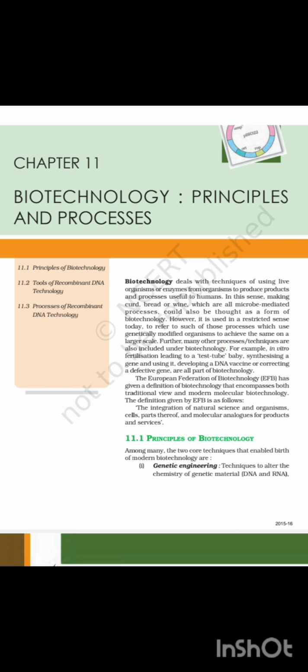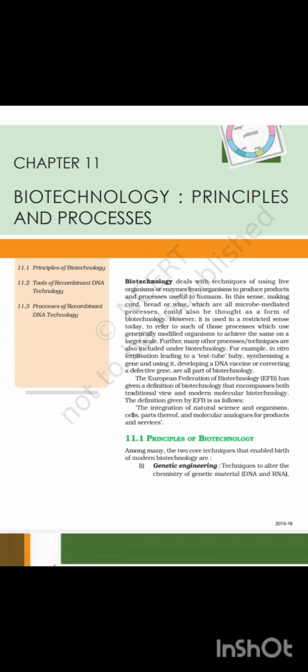Further, many other processes or techniques are also included under biotechnology. For example, in vitro fertilization leading to a test tube baby, synthesizing a gene and using it, developing a DNA vaccine, or correcting a defective gene are all part of biotechnology. The European Federation of Biotechnology (EFB) has given a definition of biotechnology that encompasses both traditional view and modern molecular biotechnology.